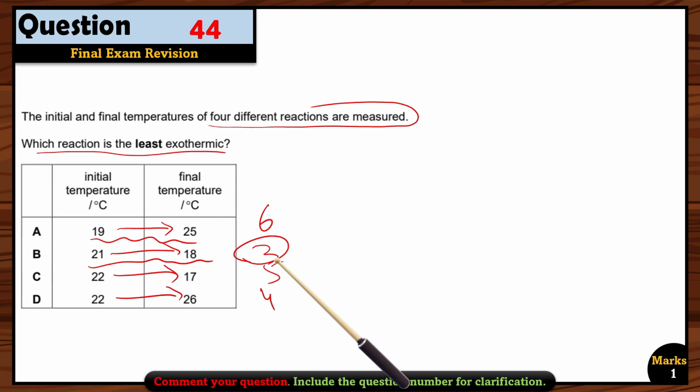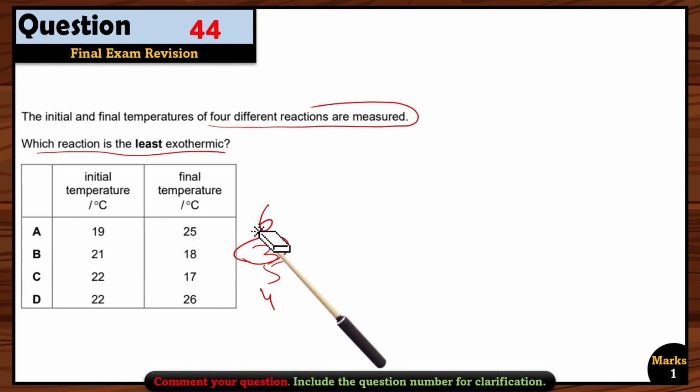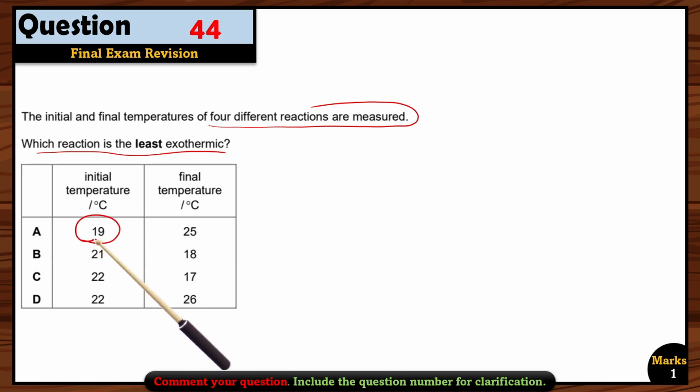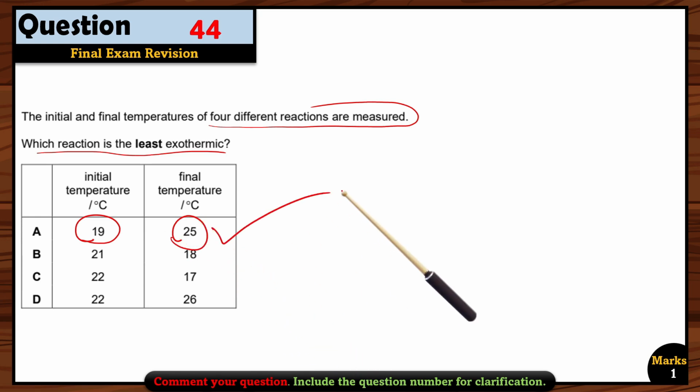Wrong. You don't have to choose randomly by just finding the difference. Because they are asking about exothermic, they are not asking about the difference. So first you have to see which of the reactions are exothermic. Remember that in an exothermic reaction, the final surrounding temperature should be higher. Initial should be lower and the final should be higher. So if you look over here, the initial was 19, final is 25. It means the surrounding temperature has increased. So this is exothermic. Now let's see any other option.